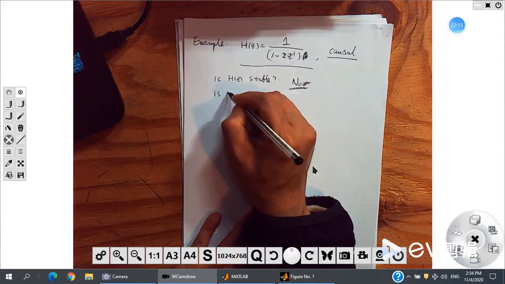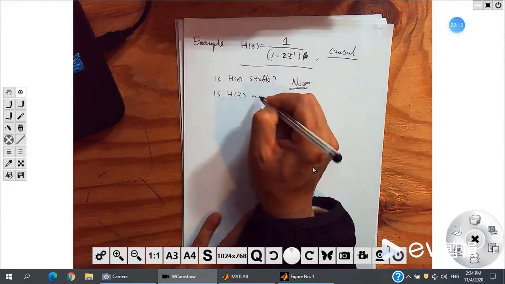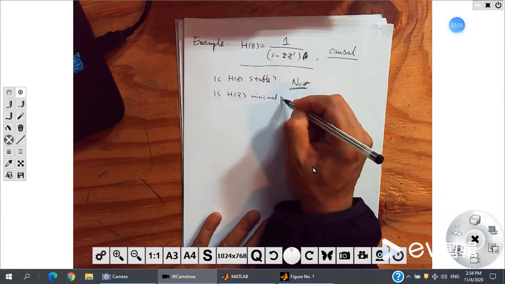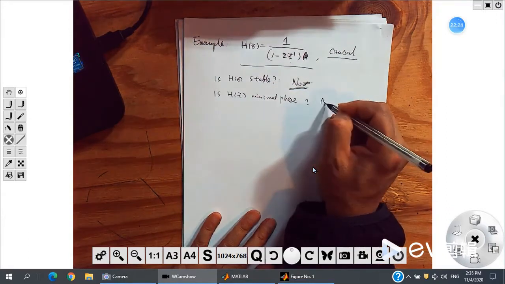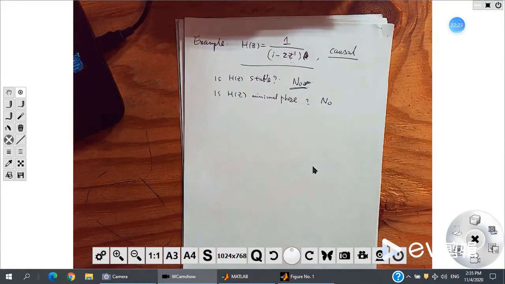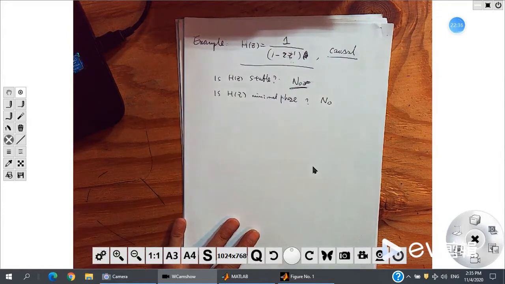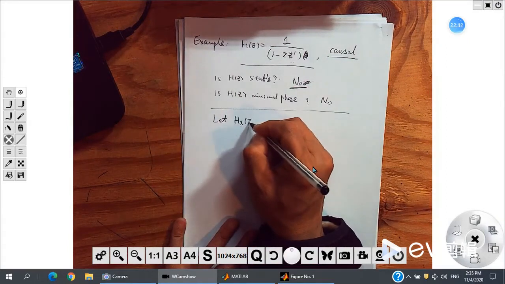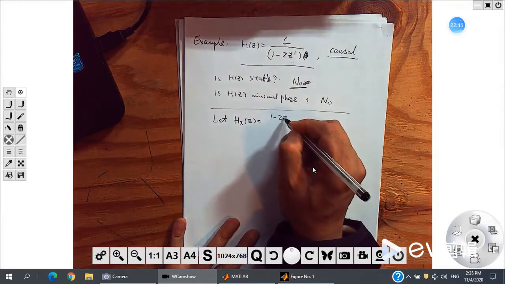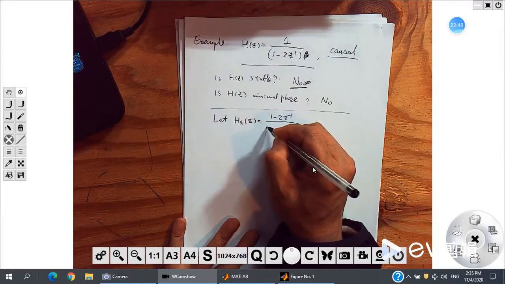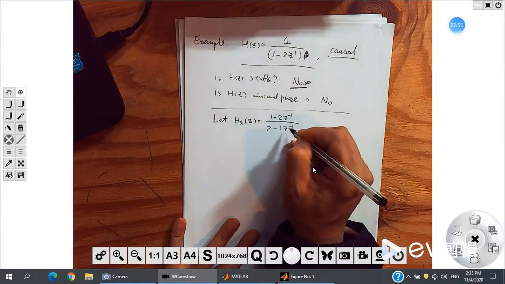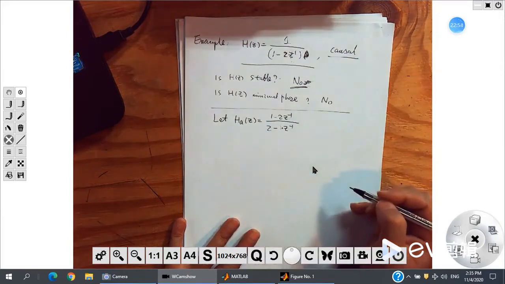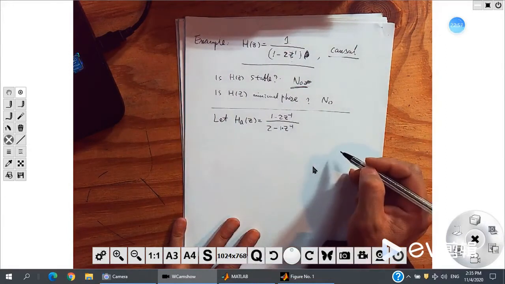And of course, is H(z) minimal phase? Of course not. Minimal phase means both H and 1 over H are stable. Now H itself is not stable, so it is not a minimal phase system. Now let H_A(z) equal to (1 minus 2z inverse) over (2 minus z inverse). Okay, let H_A be like this.